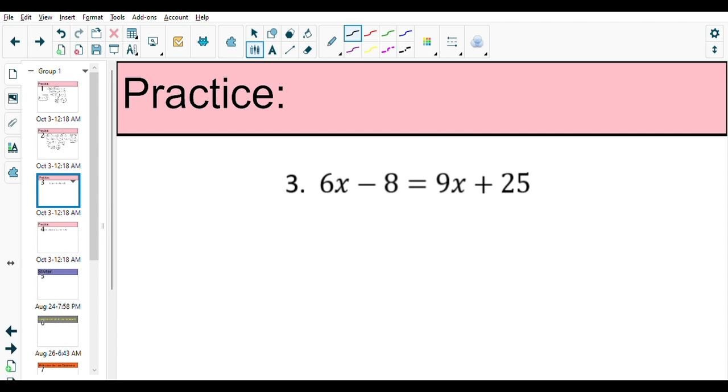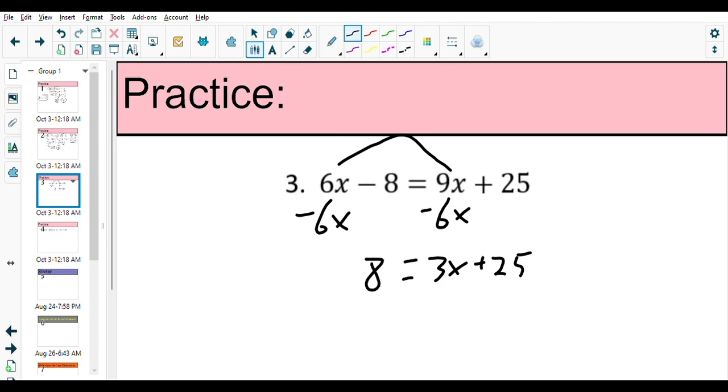On the third, no distributive property on this one. We just have to get our like terms together. So the 6x and 9x are like terms. I'm going to subtract 6x over on this side. It doesn't matter which side you put it on, but I like that we end up with a positive 3x on this side. Still have the 25 on the right hand side. And then over here we have 8, but please make sure that you keep that negative, and we'll deal with it in just a minute.